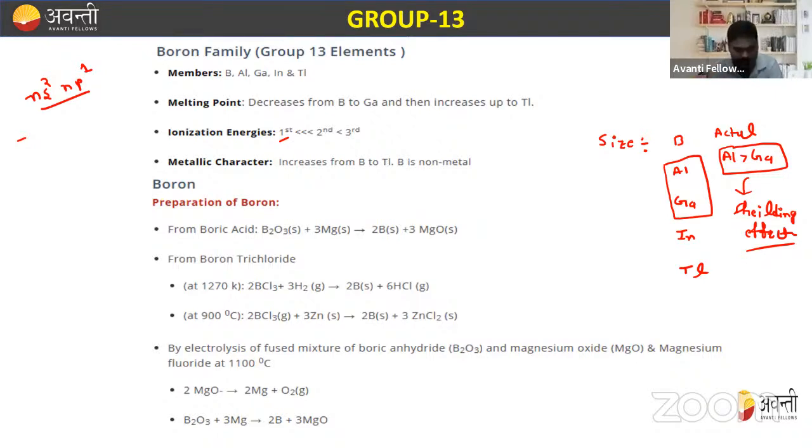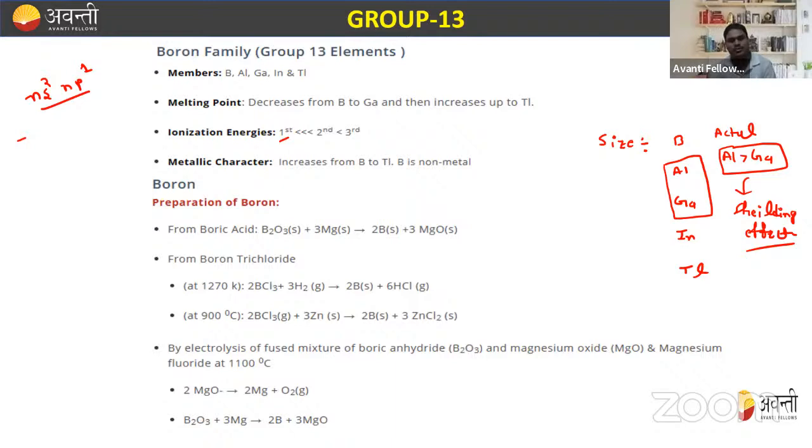Now let's move to some important compounds of this family. First we are going to study boron. How will you prepare boron? Let's see. Basically, for the preparation of boron, we need boric acid. So from boric acid we can also prepare boron, right? How will you prepare boron from boric acid?